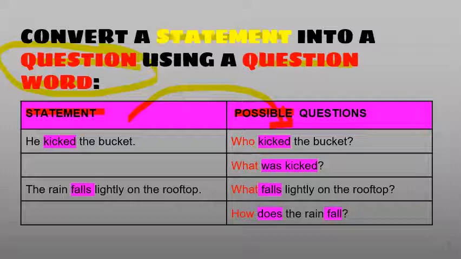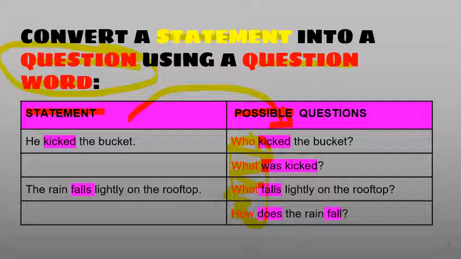If we look at the statement, he kicked the bucket, I can get two specific pieces of information from this statement. I can ask who kicked the bucket. I can also ask what was kicked. If we look at the statement, the rain falls lightly on the rooftop, I can ask what is falling lightly on the rooftop. I can also ask how does the rain fall. So it's important that when you have to convert a statement into a question, you will be given the question word so that you know what it is they are looking for.